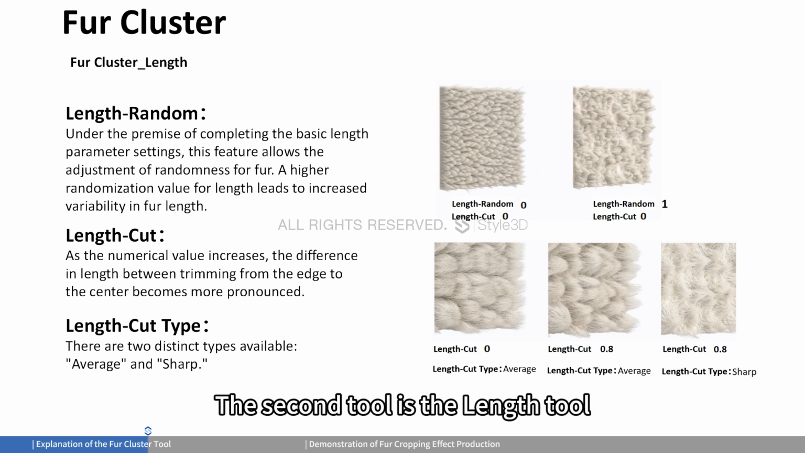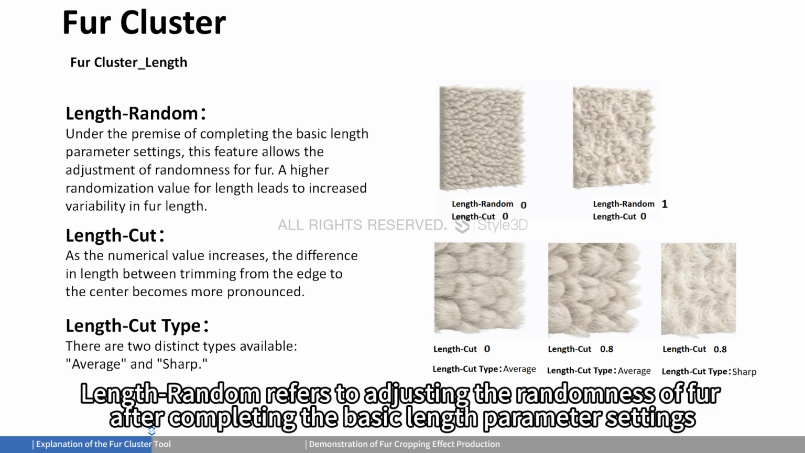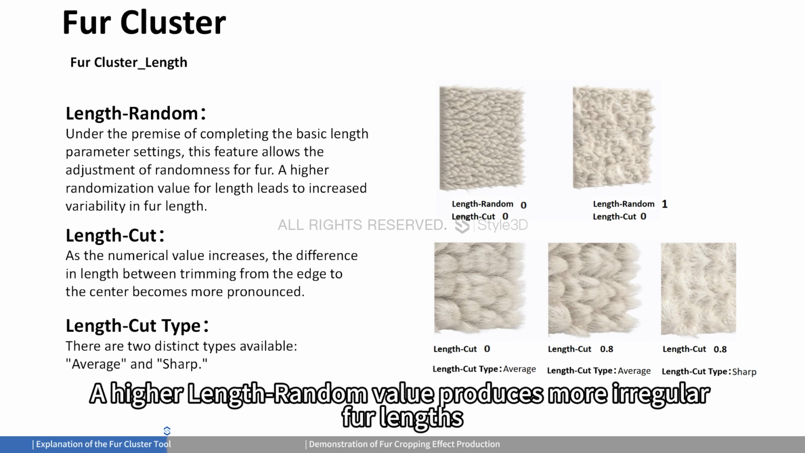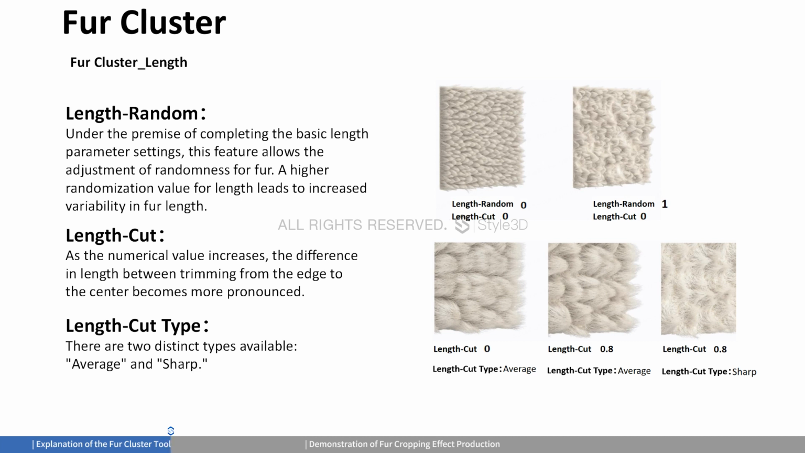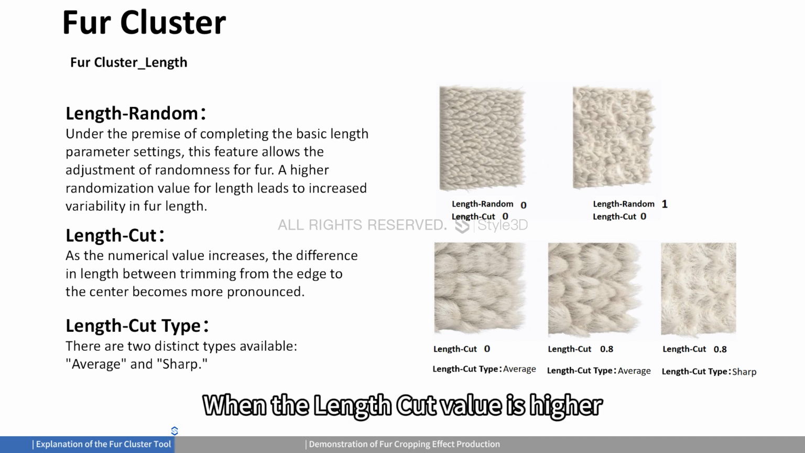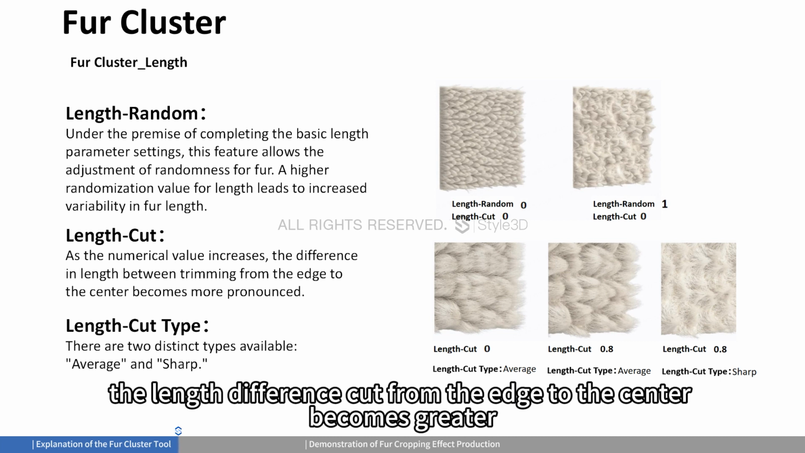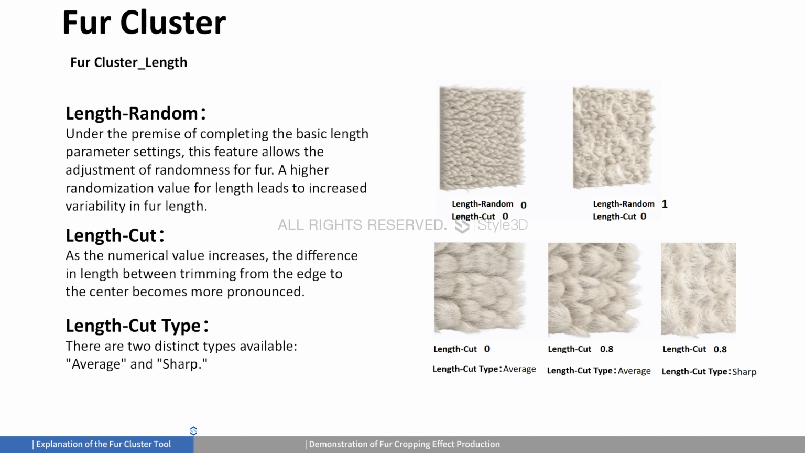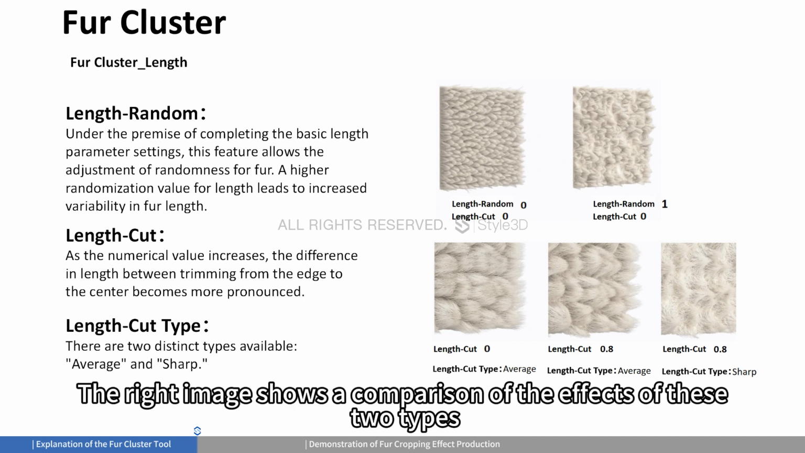The second tool is the length tool. Length random refers to adjusting the randomness of fur after completing the basic length parameter settings. A higher length random value produces more irregular fur lengths. When the length cut value is higher, the length difference cut from the edge to the center becomes greater. In the length cut type, there are two types, average and sharp. The right image shows a comparison of the effects of these two types.